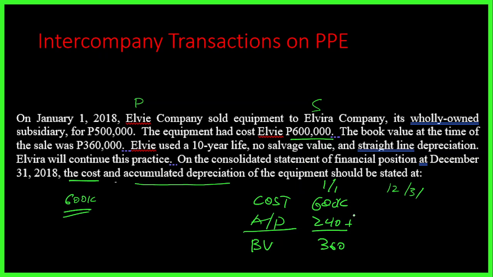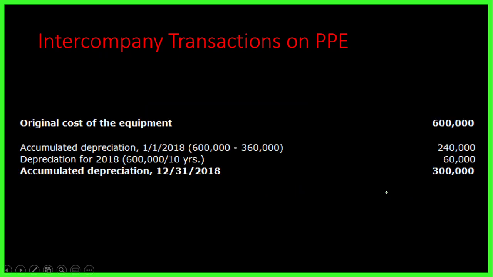If this is being depreciated for 10 years, you divide this by 10 years, you will now have 60. So you simply add 60 for the current year and you will now have 300,000 for your accumulated depreciation. So as if nothing happened, it will be restored to its original cost, and then the accumulated depreciation will be based on its original life and original cost.